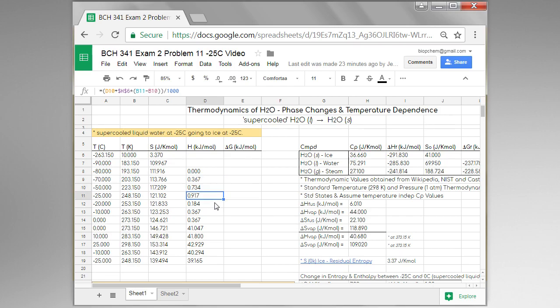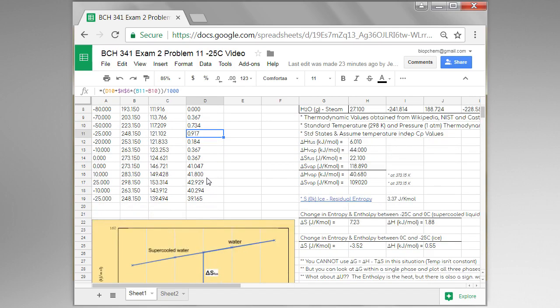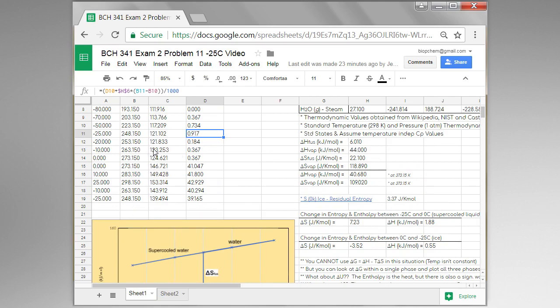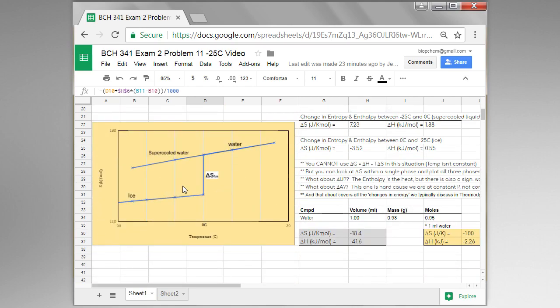I'm able to make a list of numbers, but it's often really helpful to see this more graphically. And so I went ahead and plotted some of these values. This is what I mean by it can make things a lot more intuitive. We're starting at this point right here, and we're ending at ice right below it. So in a sense, the delta S is just the distance between there and there, right?